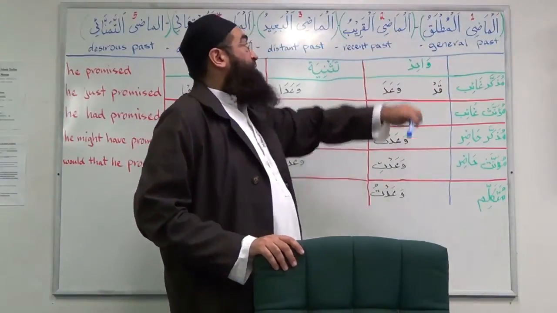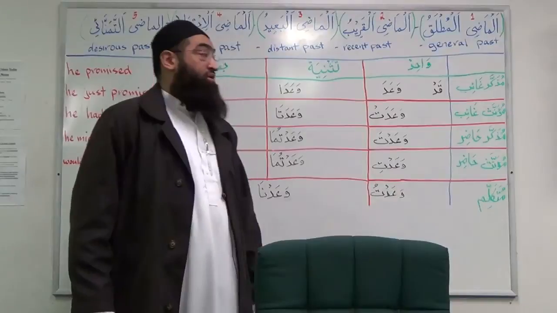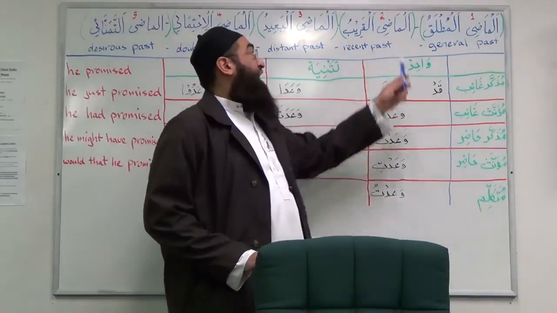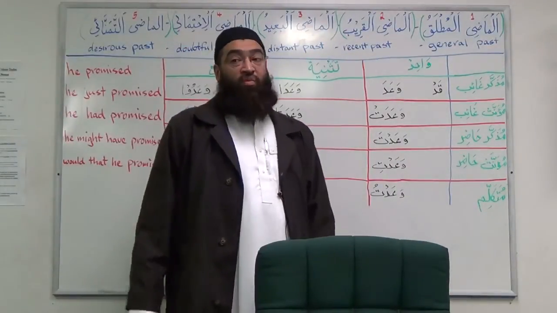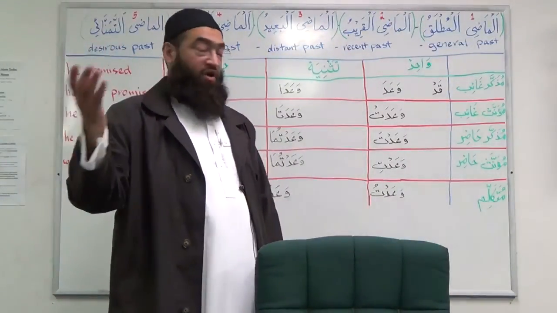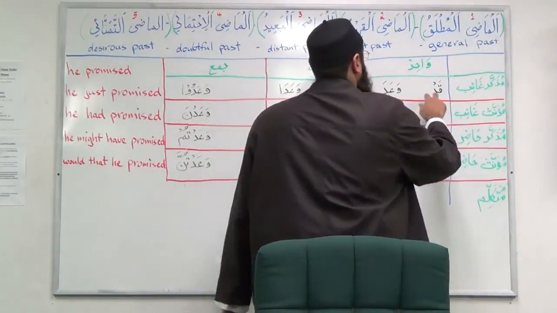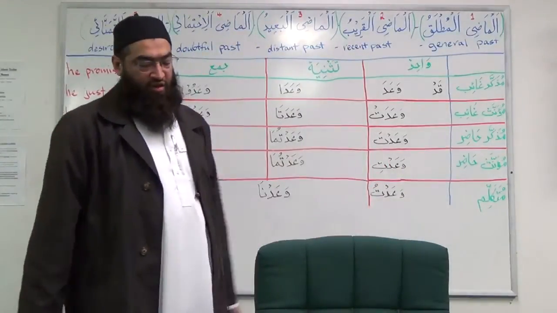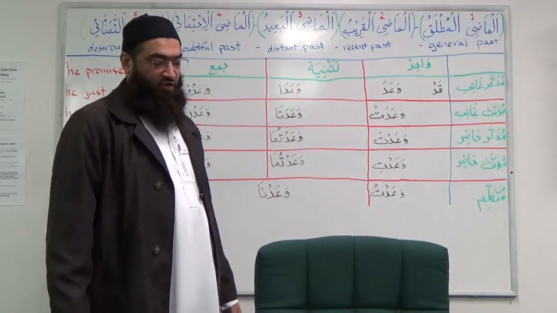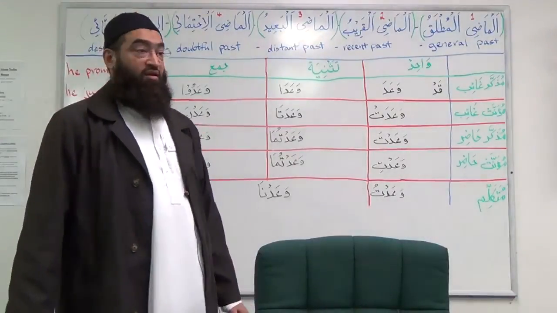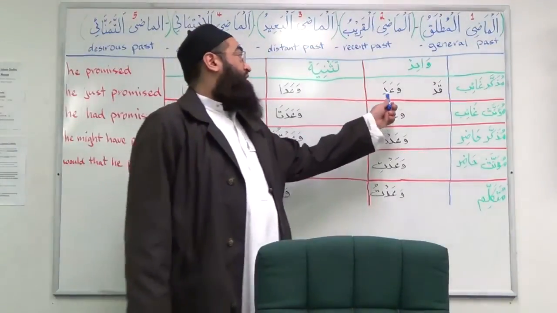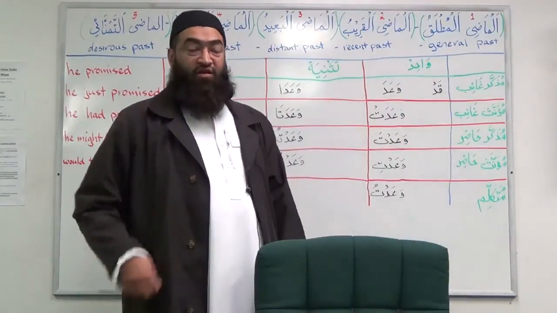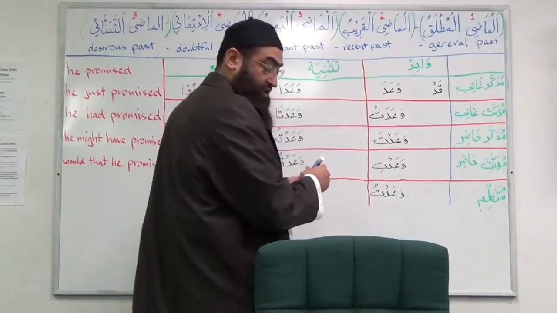Now we know a second type of madi, al-madi qareeb, something that happened in the recent past. So what do we add to the madi to make it recent past? Qad. Alright, so let's do this over here. Qad wa'ada. Now we've said this word a couple times now, so now we should know what wa'ada means. He promised. Okay. So he promised. Qad wa'ada. He just promised.